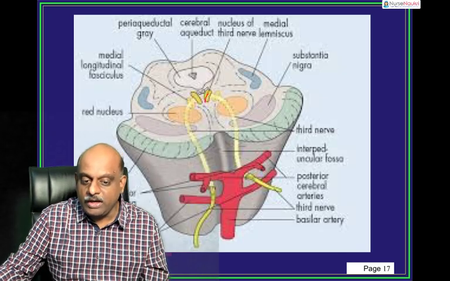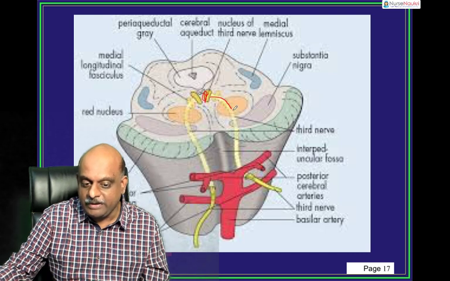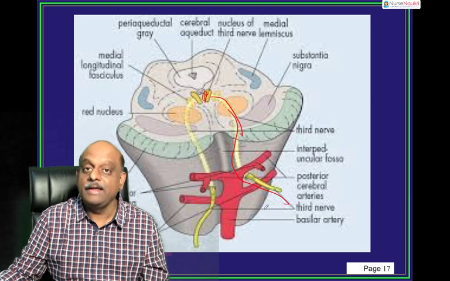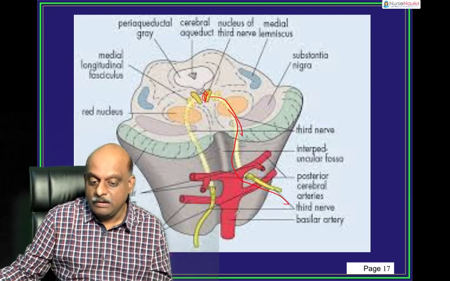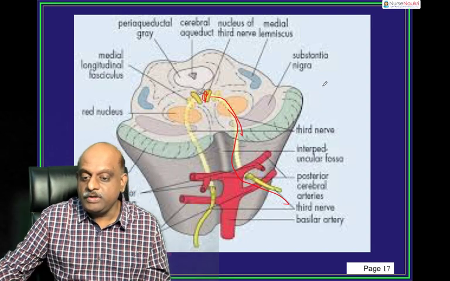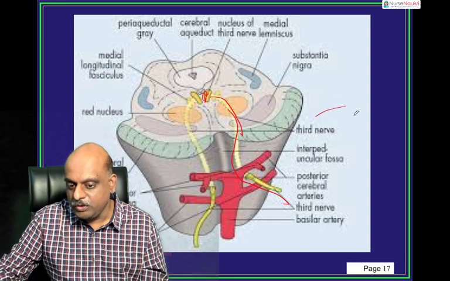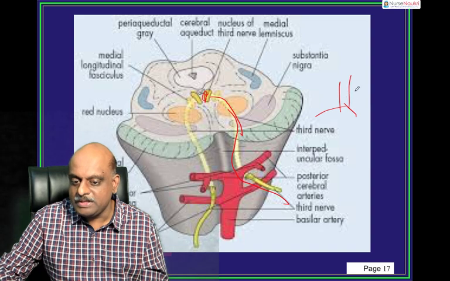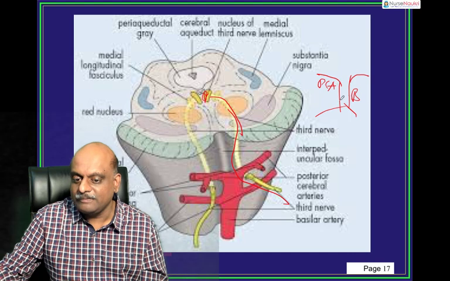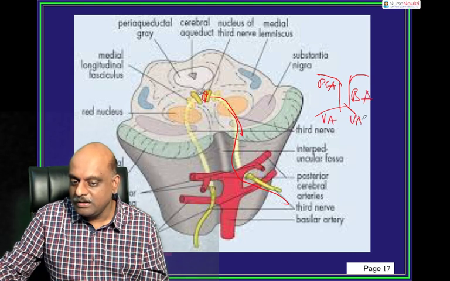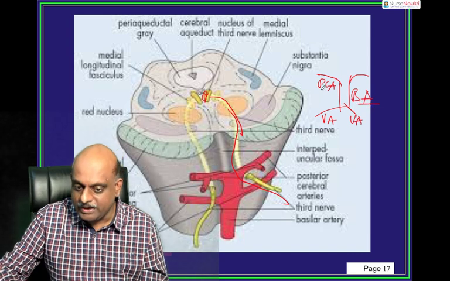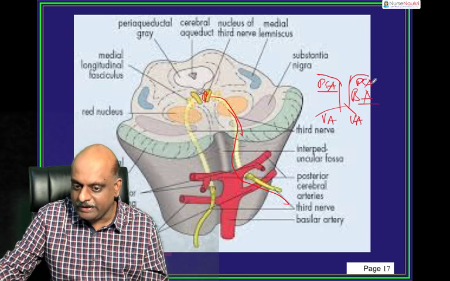Now, doctor, you can see here, where is the oculomotor nerve coming out from? It comes out from the midbrain, right? Then one important point you should remember here. What is your circle of Willis? The two vertebral arteries combine to form the basilar artery. The basilar artery divides into the posterior cerebral arteries. Right? Vertebral arteries combine to form the basilar artery.